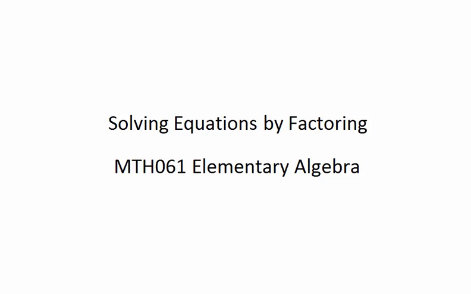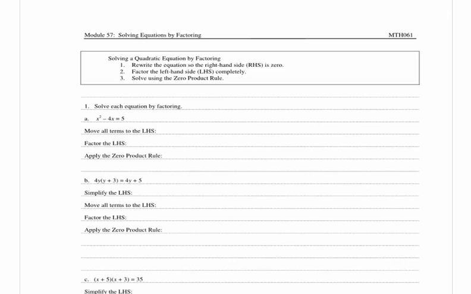In this video, we're going to be solving equations by factoring. In 1, it says solve each equation by factoring. In A, we have x squared minus 4x is equal to 5. And the first thing they want us to do is move all the terms to the left-hand side.